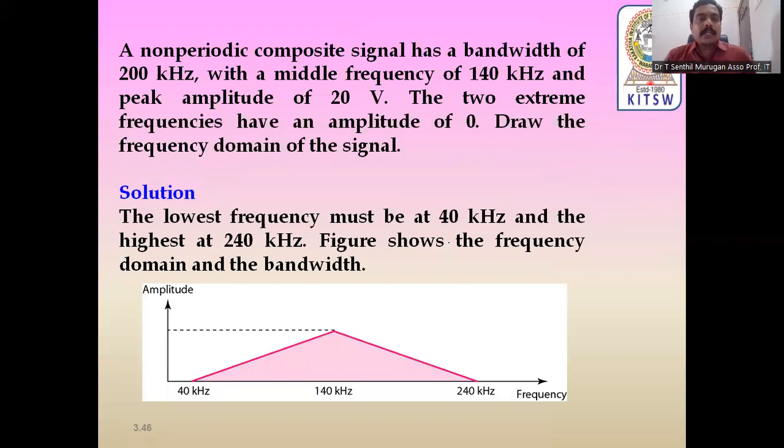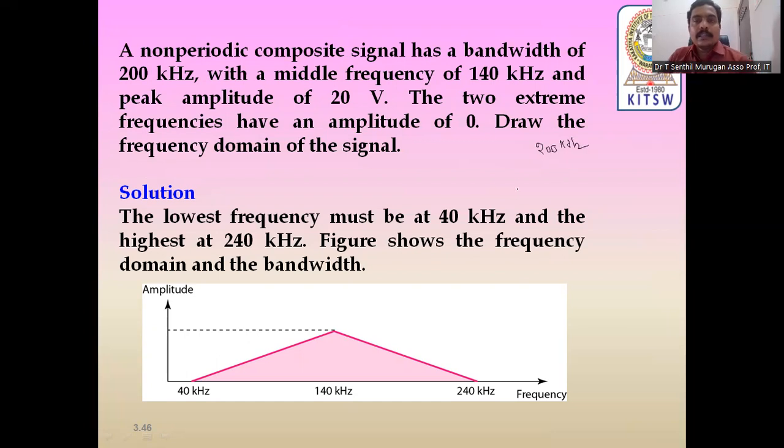Next, a non-periodic composite signal has a bandwidth of 200 kilohertz with the middle frequency at 140 kilohertz and peak amplitude of 20 volt. The two extreme frequencies have an amplitude of 0. Okay, so extreme is 0, they are given. So the amplitude changes from 0 to 20 volt. The middle frequency is 140. Then, what about the kilohertz they are saying? 200 kilohertz.